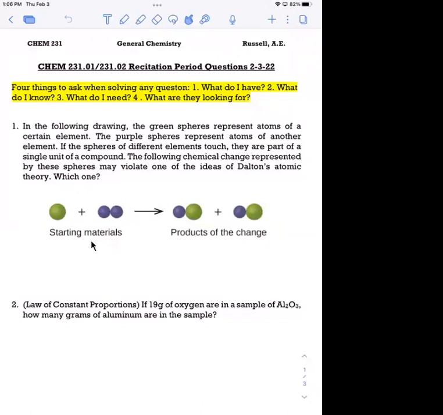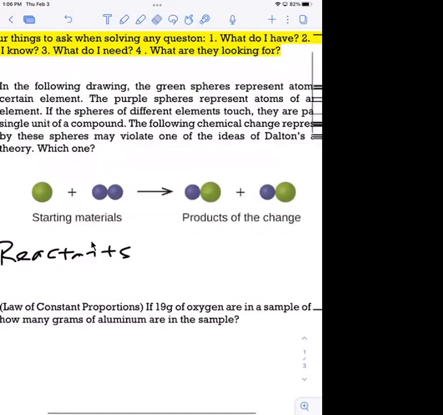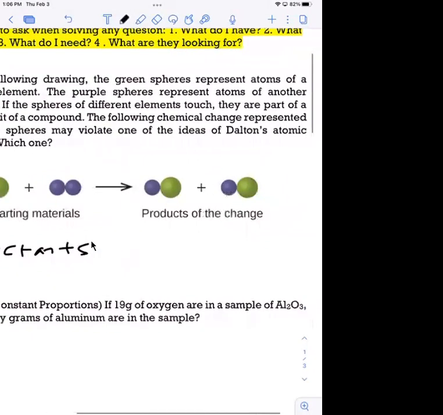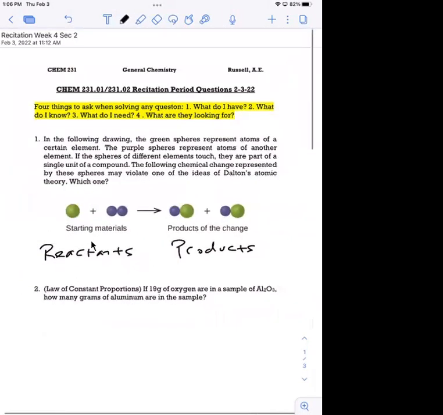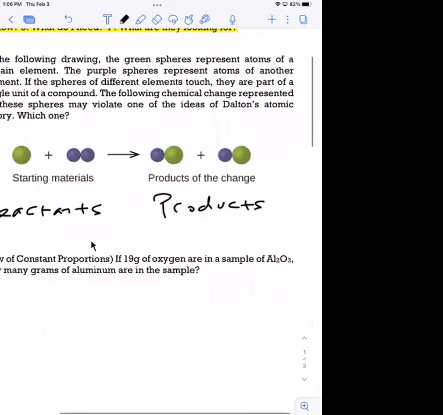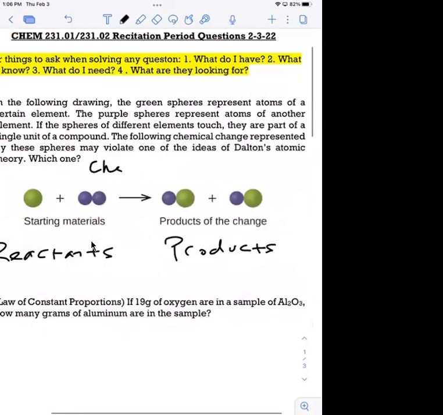When you see this written like this on the left side of the arrow, even though we haven't done this yet, this is always your reactants on the left side. And on the right side of your arrow, products. All right, so anytime two atoms or elements come together and they react, this is a chemical change.